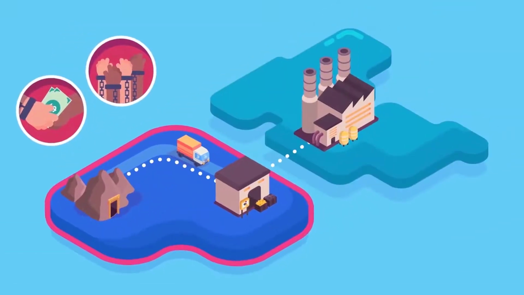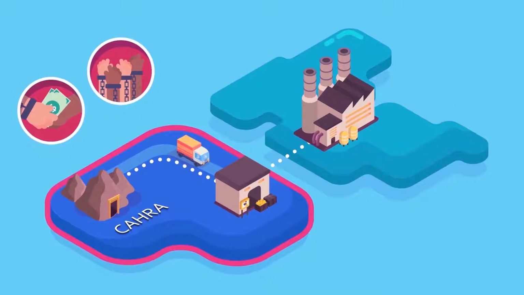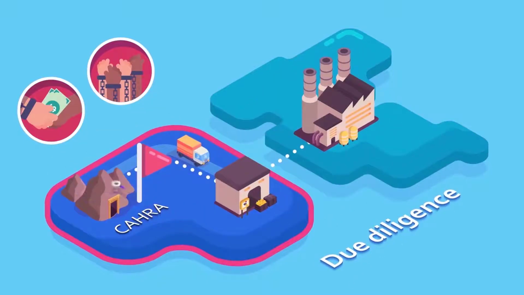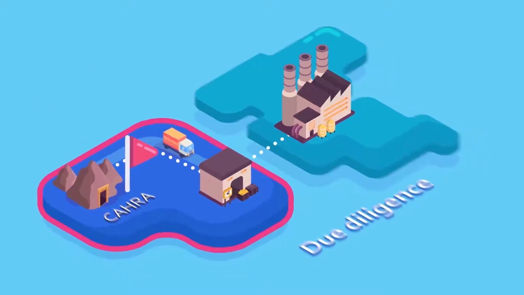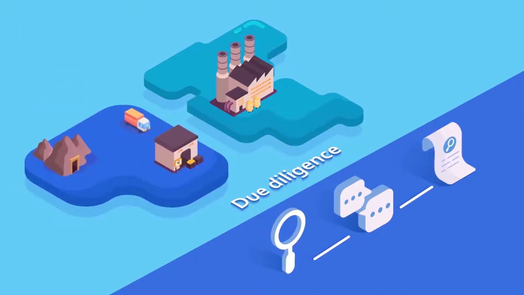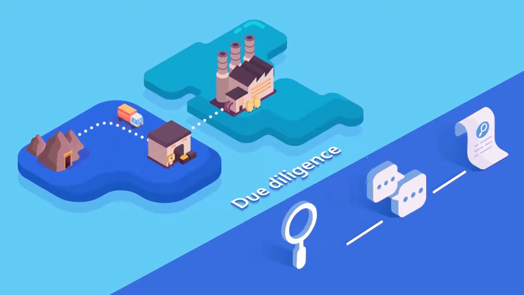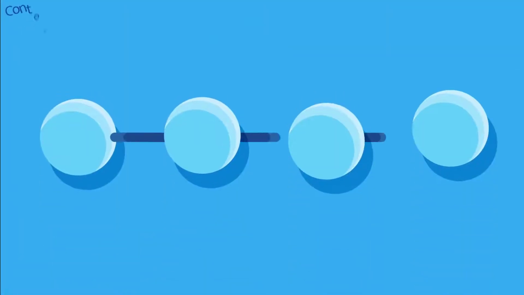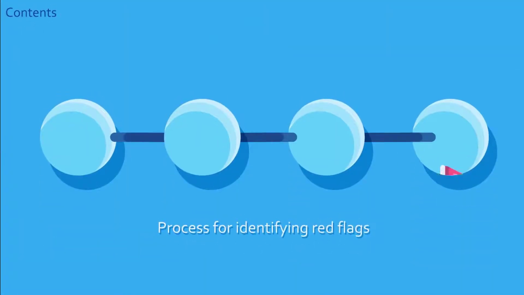If your company sources materials from suppliers with any links to a CAHRA, that's considered a red flag. A red flag doesn't necessarily mean there are human rights abuses or other adverse impacts. It just means that you need to conduct more due diligence to be sure that those abuses aren't occurring. That would involve additional research, discussions with suppliers, and assessments on the ground. But if you find that there are no red flags, then you'd only need to do basic due diligence, which is much simpler. Here we'll show you the process you need for identifying red flags.